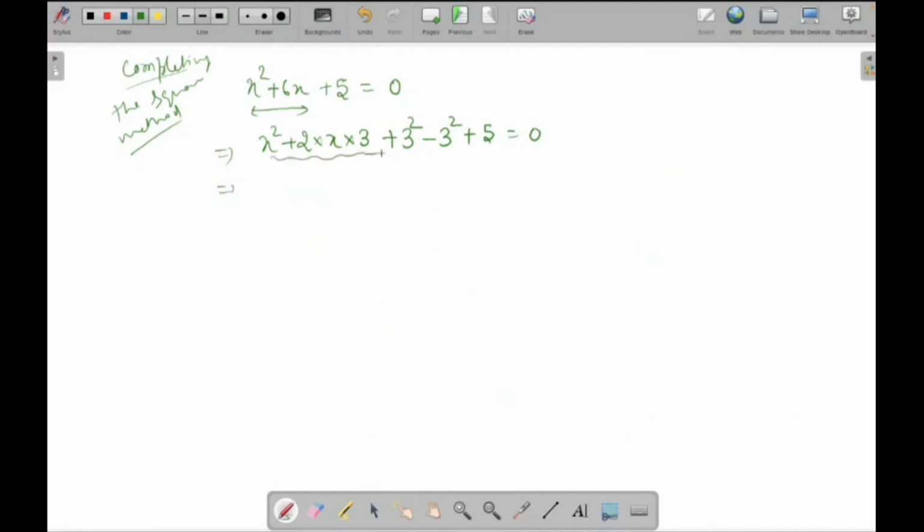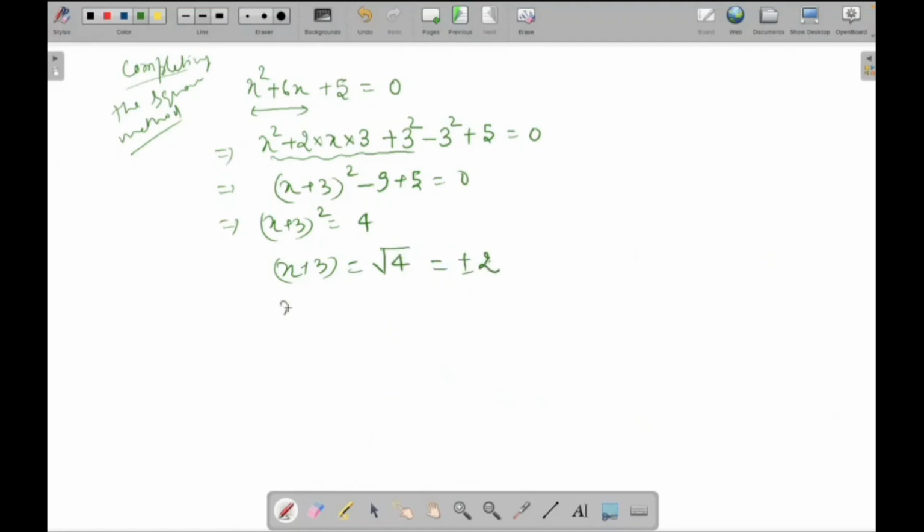Now this thing has become x plus 3 whole square. When I'm looking at this, this has become minus 9. This has become plus 5. And now my x plus 3 whole square has become 4, because minus 9 plus 5 is minus 4, and sending it to the other side, this becomes 4. Now if I'm taking x plus 3, this will be the square root of 4, which is nothing but plus minus 2.